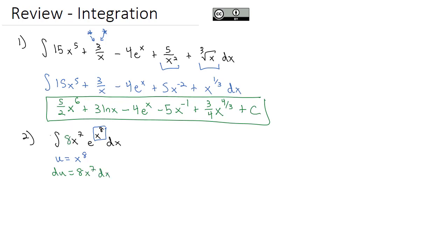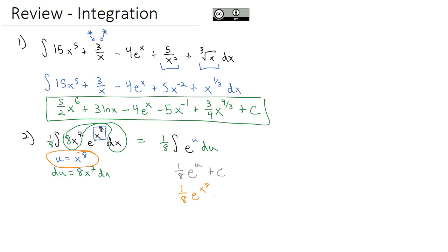Well, we need to get an 8 in there, so we'll multiply and divide by 8. Because it's a constant, we can do that. And the 8x to the 7th dx can all become the du. So we have 1/8 of the integral of e to the u, all that stuff became u, and the rest of it became a du. E to the u's antiderivative is e to the u, so we have 1/8 e to the u plus our constant. And then we just have to replace the u with the x to the 8th that it represents. And we get 1/8 e to the x to the 8th plus c. We've got our solution. How about we try this integral?